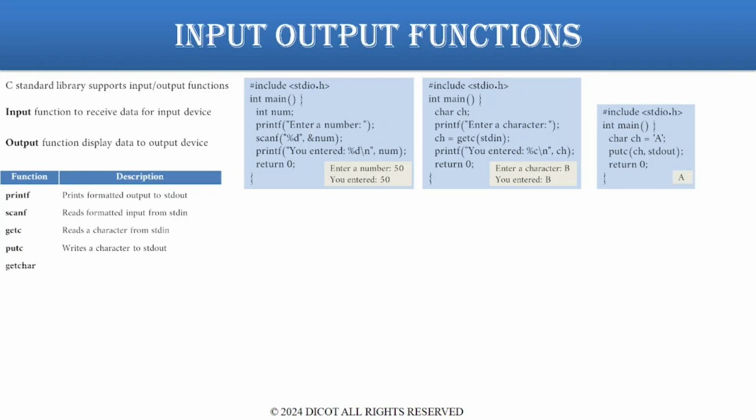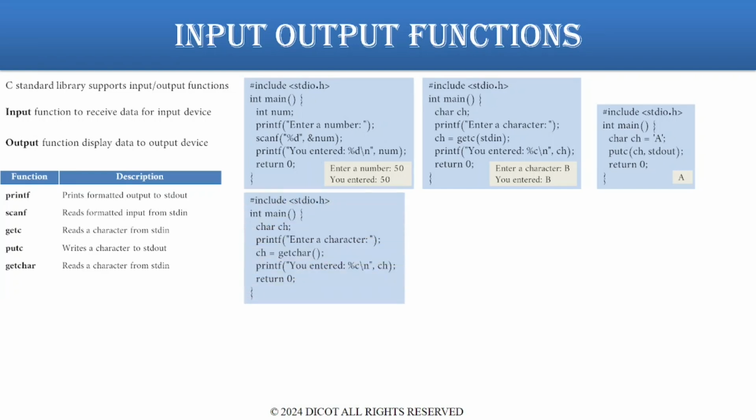getchar reads a character from the standard input device. Example, ch has been declared as a character. The program prompts the user to enter a character using the output function printf, receives a character using the input function getchar, and displays it on the output device. The output of this program is: Enter a character. Say you entered C, you entered C.